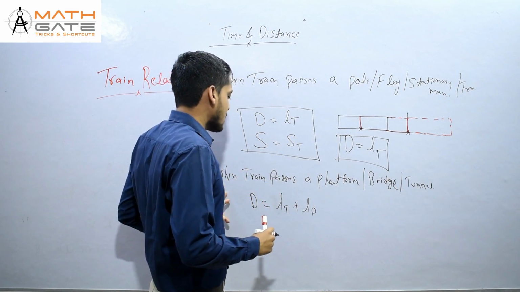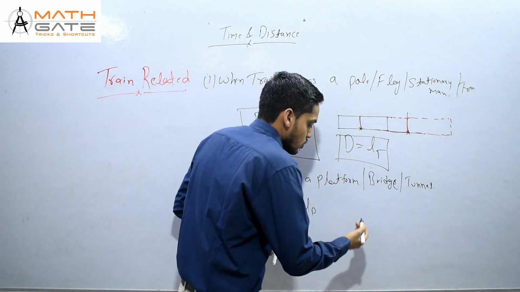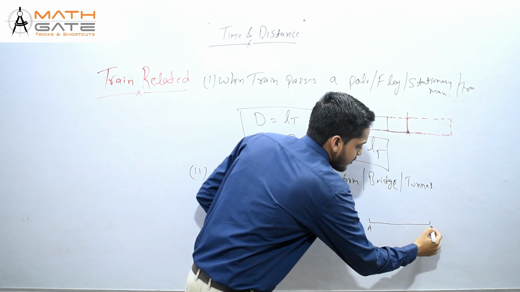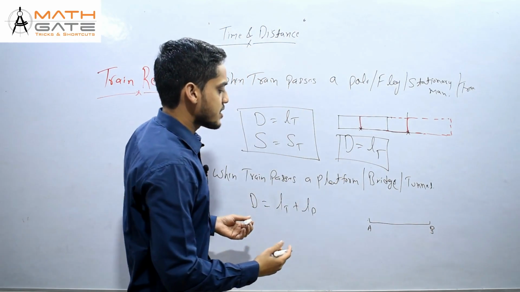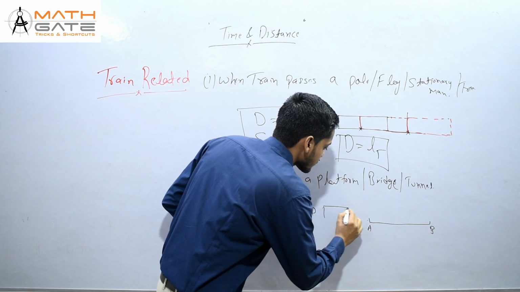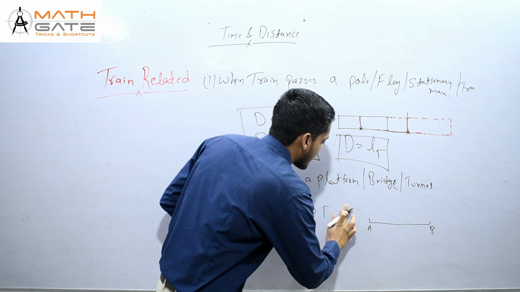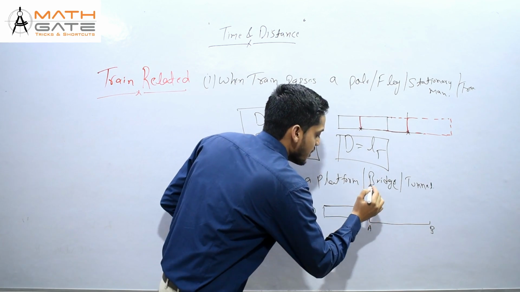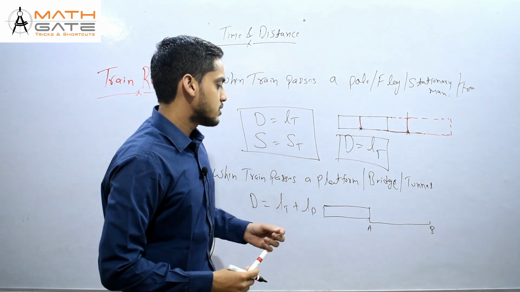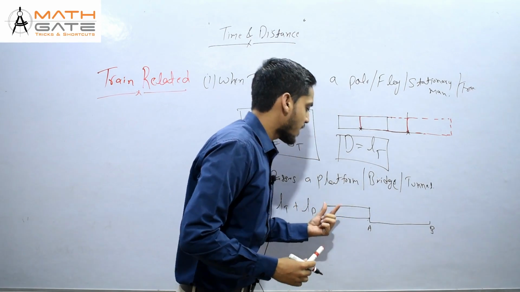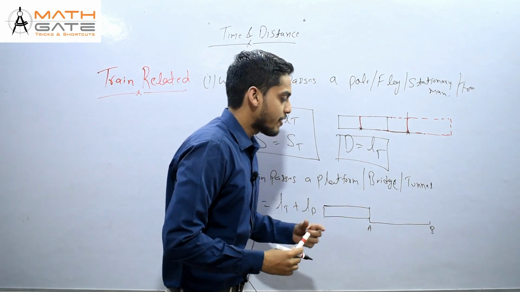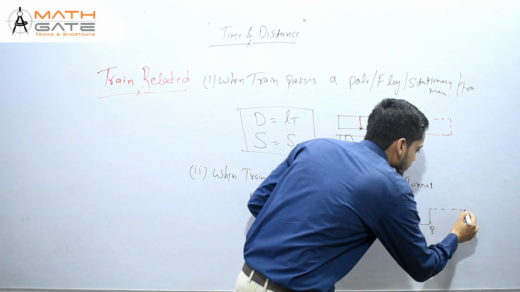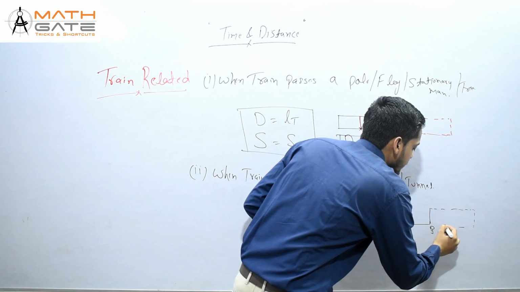In the second case, when train passes a platform, let's assume we have a platform here. The platform's first point is A, second point is B. A train is running towards the platform, and in what time will it pass the platform? So here, students, when does time start? Time starts when the front of train is at point A and time ends, students, when the back of train is at point B.